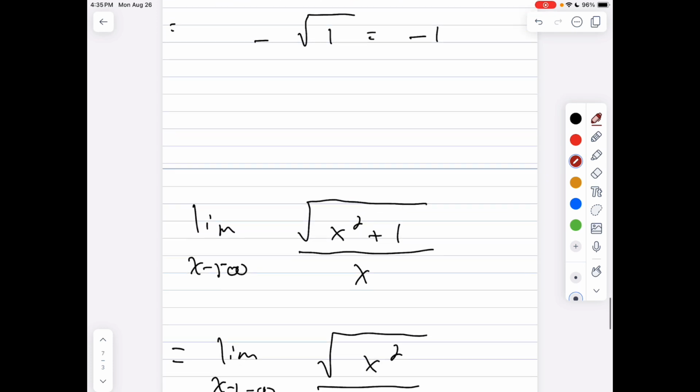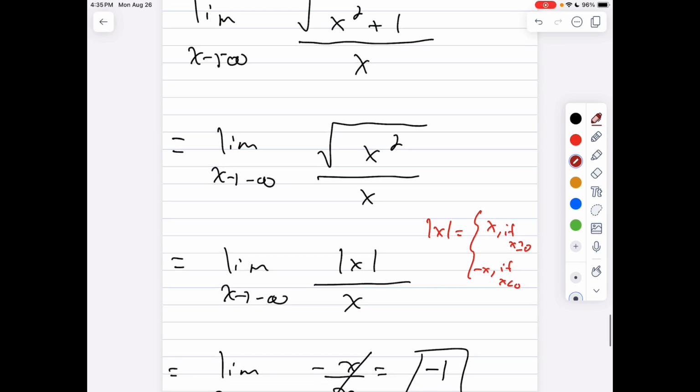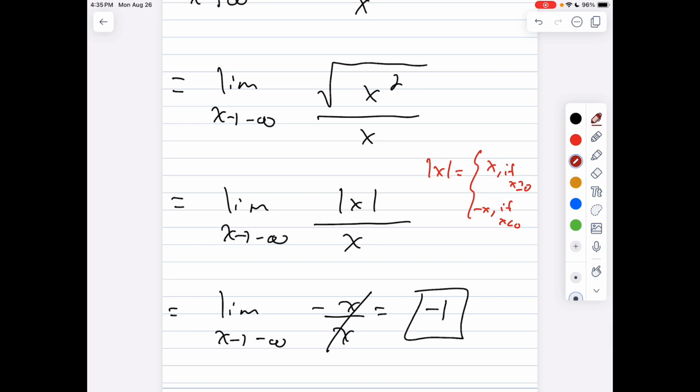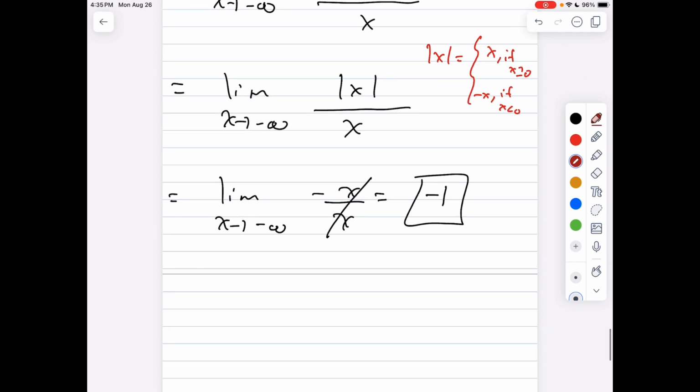We used that, and then we simplified the inside of the square root, and we got our limit to be negative 1. And here we used the leading terms, so it was the square root of x squared on the numerator, x on the denominator. The square root of x squared is the absolute value of x, but because you're going to negative infinity, the absolute value becomes negative x. So you have negative x over x, which is negative 1.